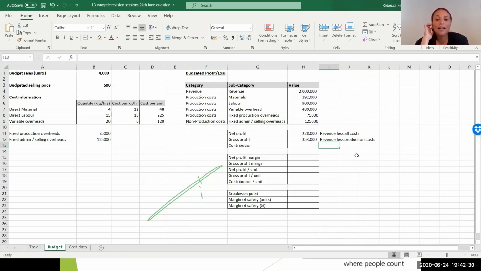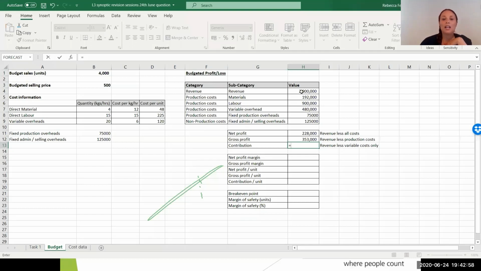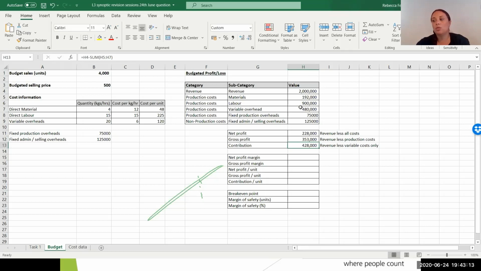It was our question. So what we do with our contribution is we take our revenue less our variable costs only. So again, we're still looking at this revenue of 2 million, but instead of deducting all of the costs, we only deduct the variable ones. So we're going to leave out these two at the bottom because they are fixed. So again, I'm going to use the same formula. So equals my H4, which is my 2 million, and take off the sum of my variable only, which is my materials, labour and variable overheads. Close off my bracket. It should give me contribution of 428.